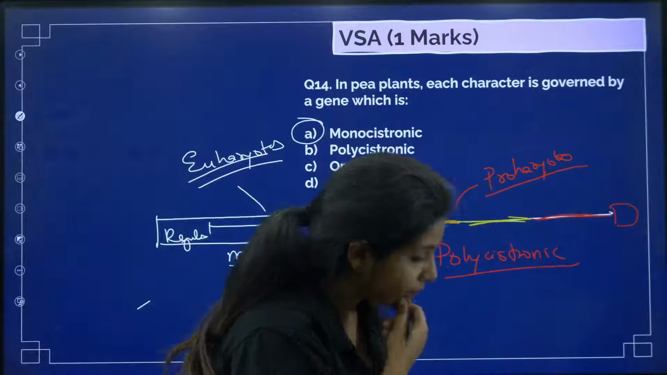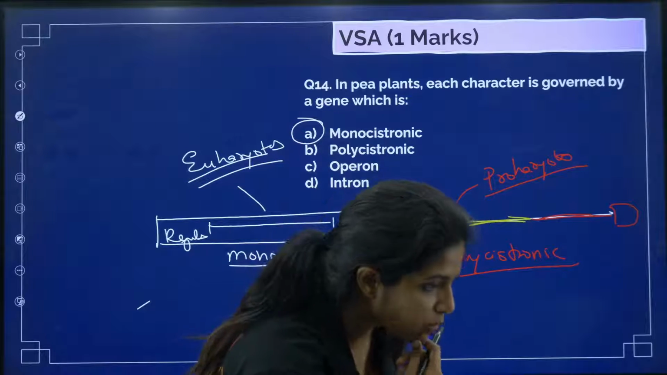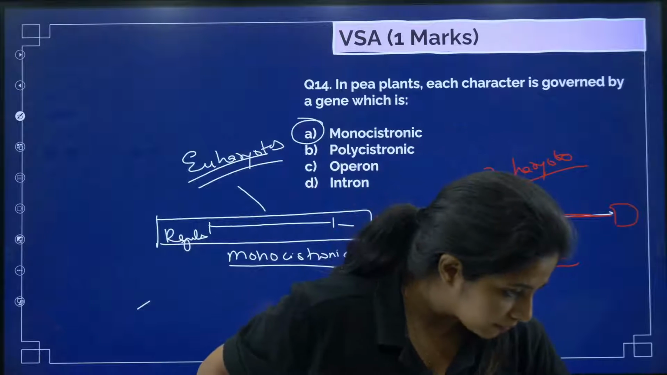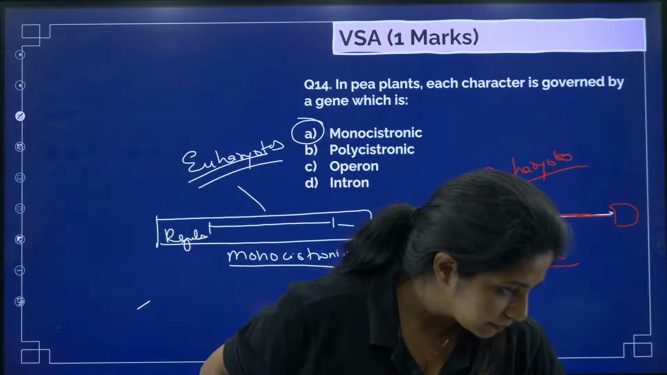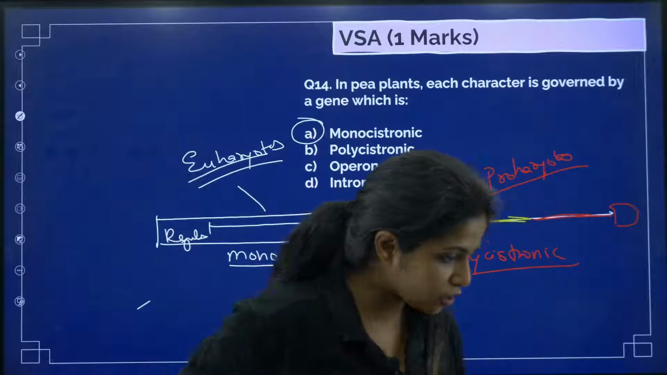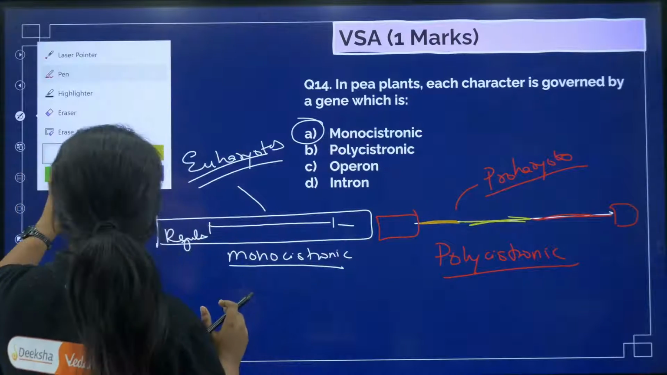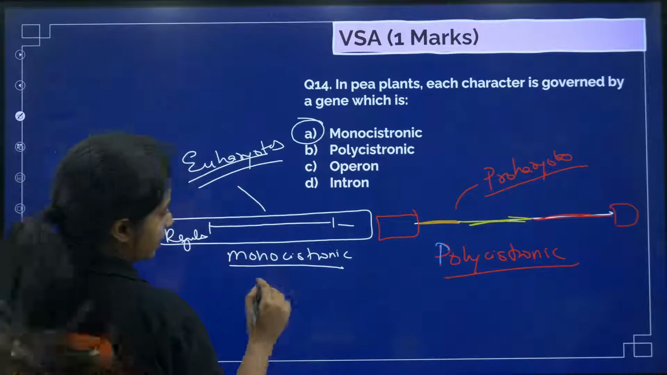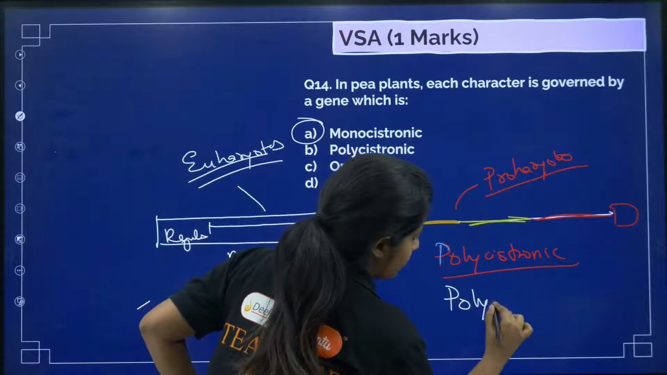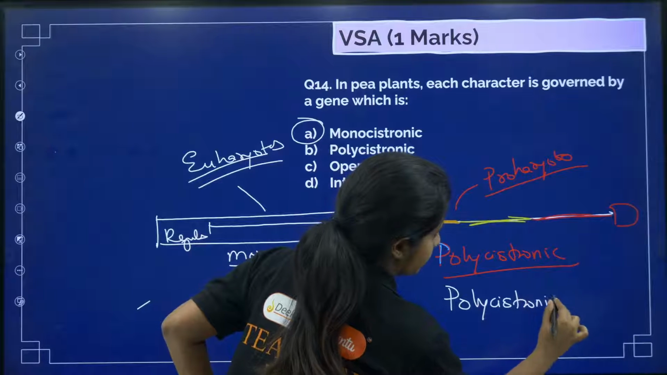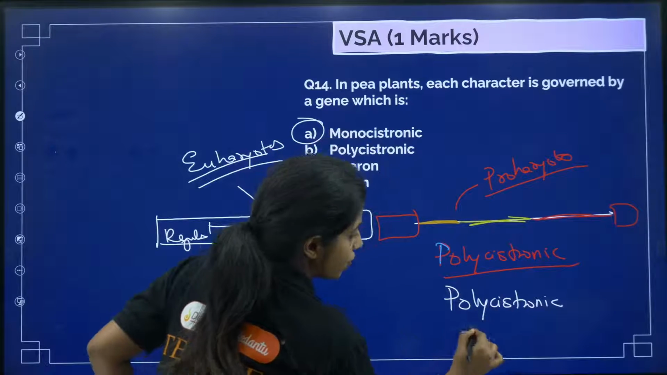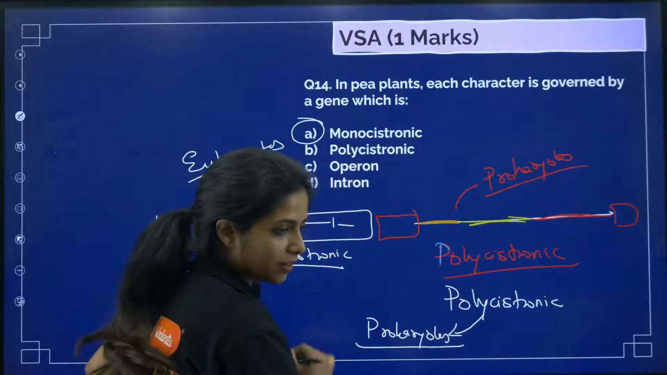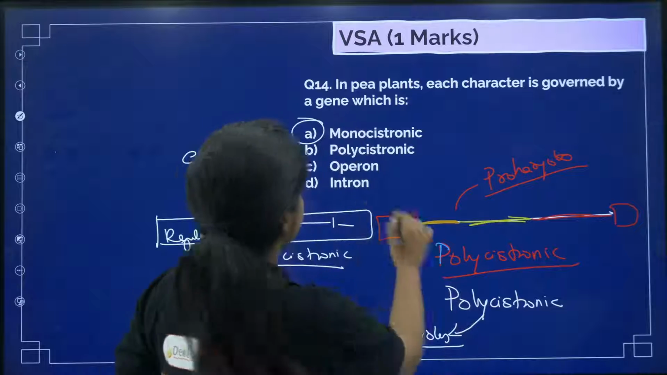Okay, 14th answer. Only Shagufta has said the answer, and she says it's A. What about the rest of the children? Okay, sorry, I'm so sorry. Forgive me. So it is polycistronic. And the polycistronic thing is found in prokaryotes. I'm so sorry for the mistake. I hope I have rectified. And everyone else is 14A.